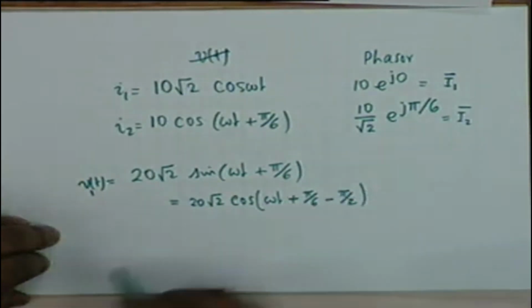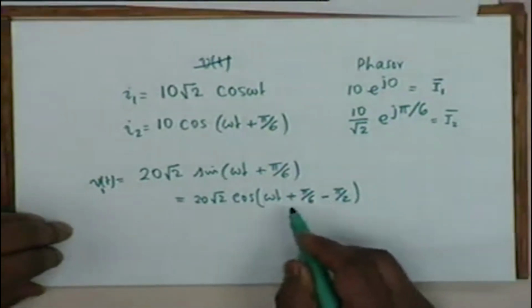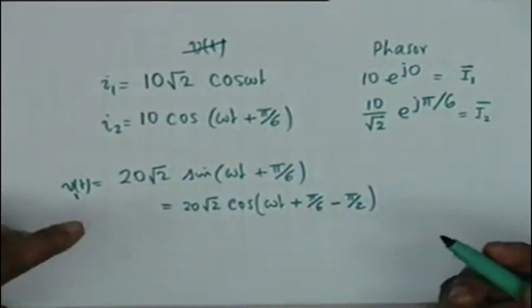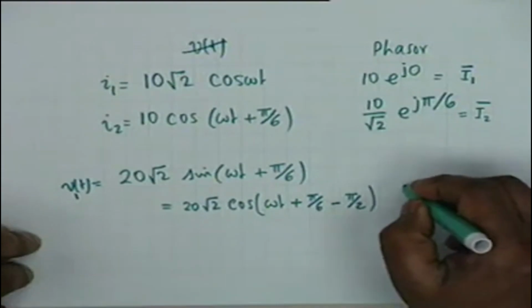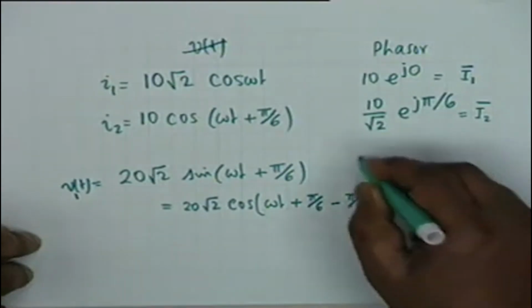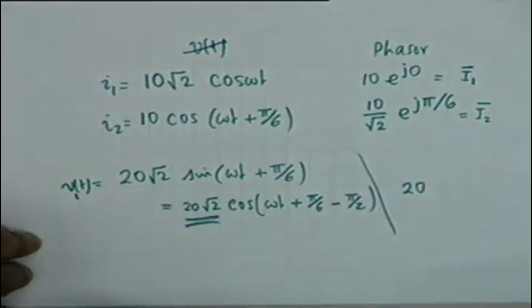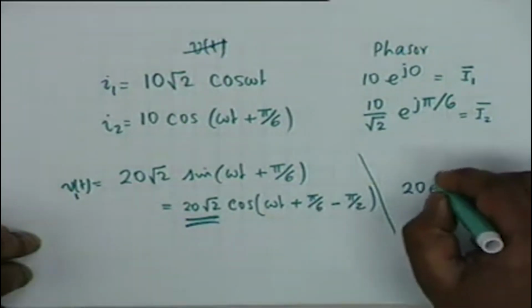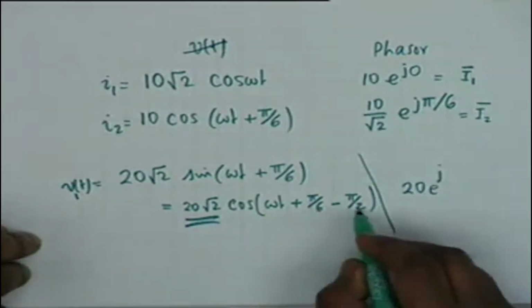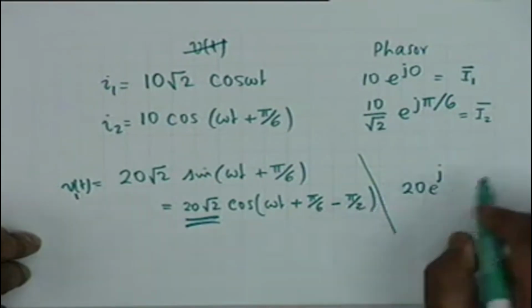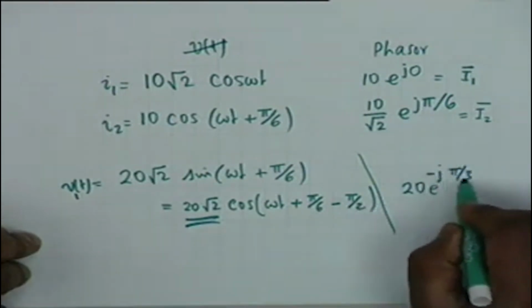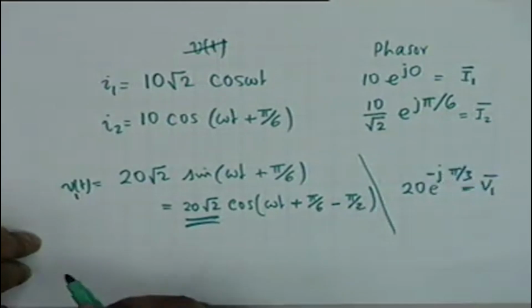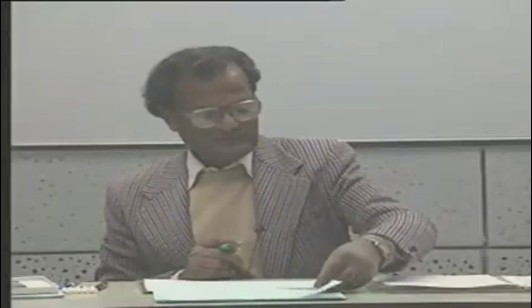Alright. Now if you change this number to pi by 2 minus theta or theta minus pi by 2, it doesn't matter, and therefore what would be the corresponding phasor? 20 root 2 is gone out, e to the power j pi by 6 minus pi by 2, which is minus pi by 3. So this would be your V1 phasor. Is that okay? Let's take another simple example.